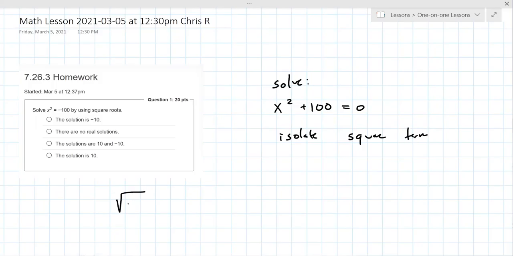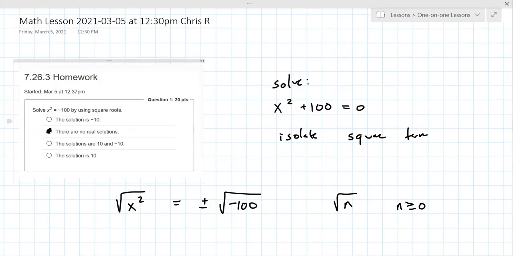Now, when you take a square root of x squared, it's plus or minus the square root of minus 100. The square root only works for numbers that are greater than or equal to zero. So that's why there are no real solutions. I think you wrote that down. So that's just review.